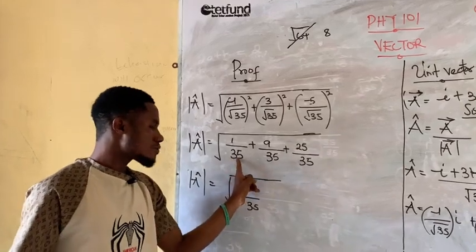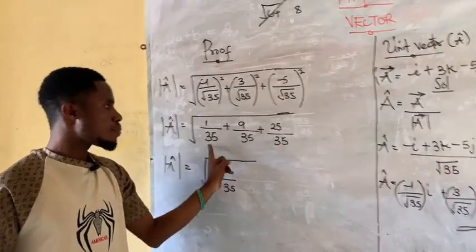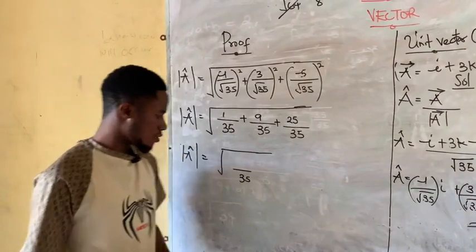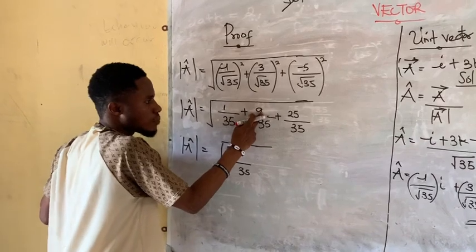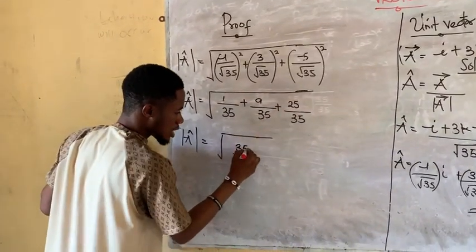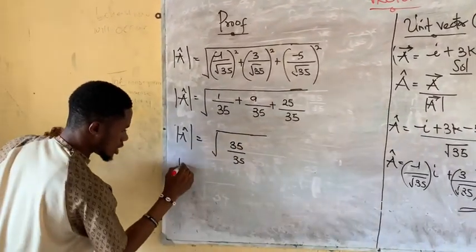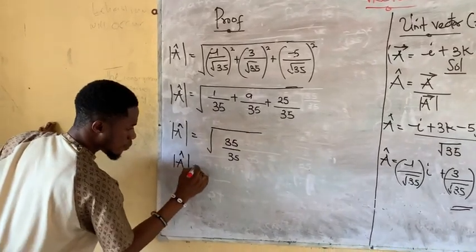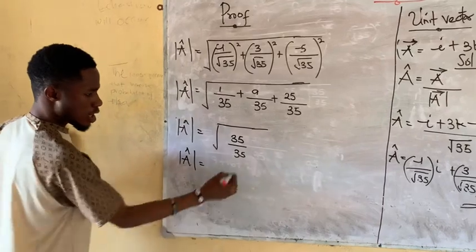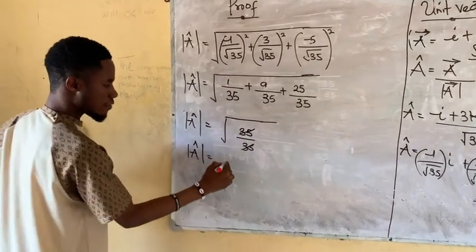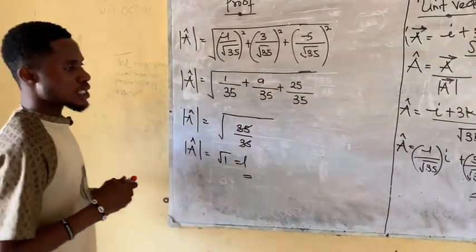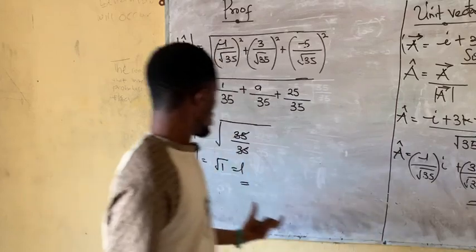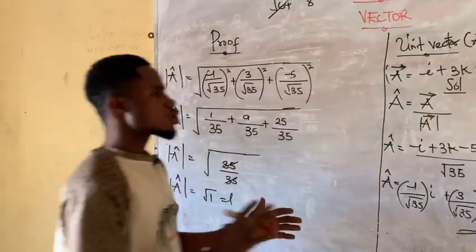Now, when I pick 1 as my LCM, I will add everything directly. But what if here was 35 and here was 8? Please don't pick 1 as your LCM. Find the LCM of the three of them. So I'll add 1 plus 9 is 10, plus 25 will give me 35. If you punch this in your calculator directly, you can say 35 goes into 35 is 1. Root 1 is the same thing as 1. It proves that this is 1. That's how to solve unit vector.